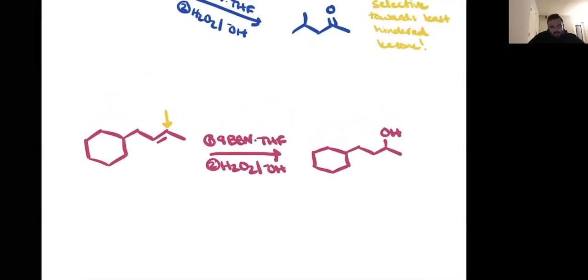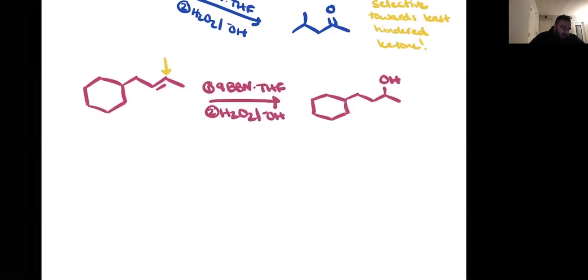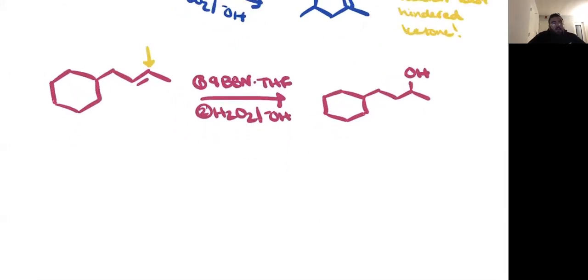Okay, and then similar to BH3, it's syn addition. So regardless, you'd only be getting 2 stereoisomers. But remember, you have to use the syn rule for seeing how many stereoisomers you would have.